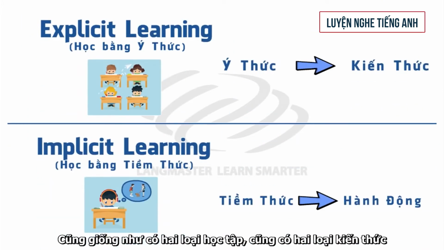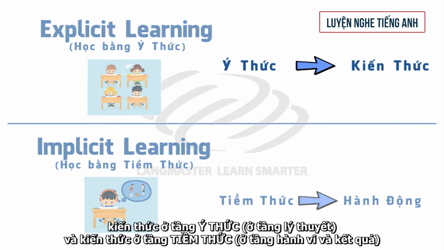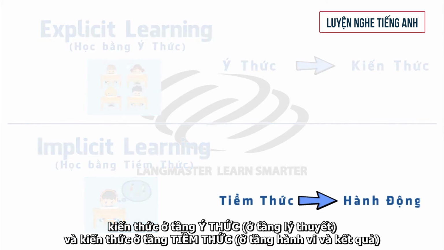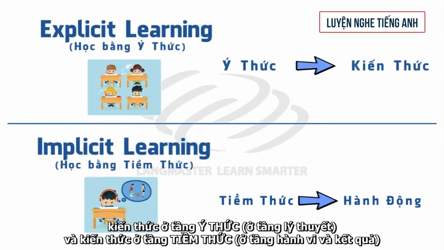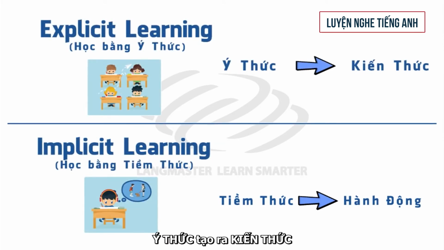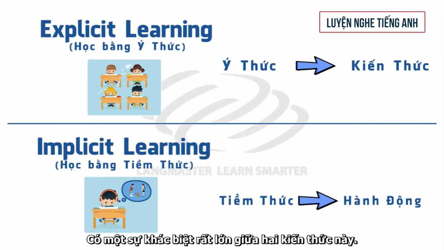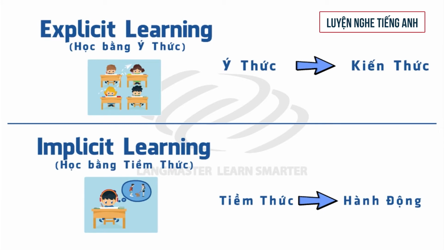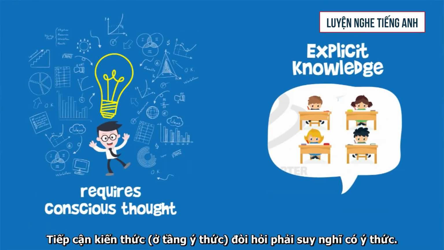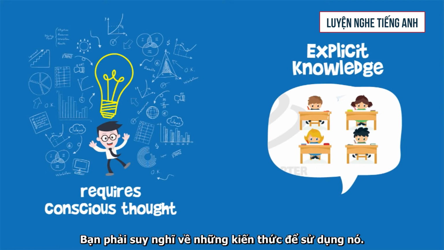Just like there are 2 types of learning, there are also 2 types of knowledge: explicit knowledge and implicit knowledge. Explicit learning results in explicit knowledge, whereas implicit learning results in implicit knowledge. And there's a very big difference between these 2 knowledges. Accessing explicit knowledge requires conscious thought. You have to think about the knowledge in order to use it.